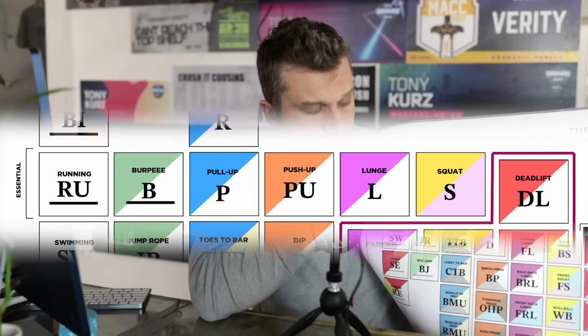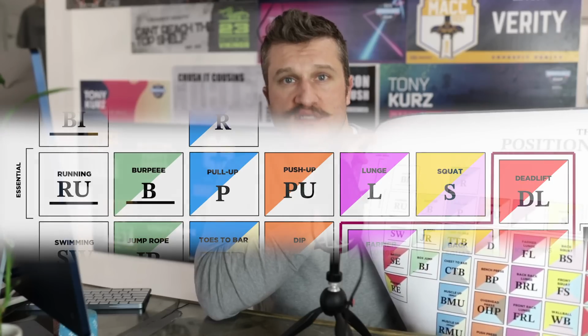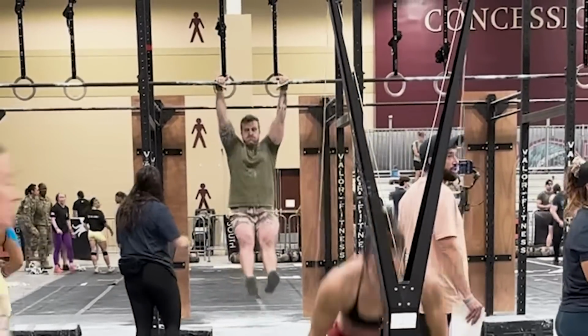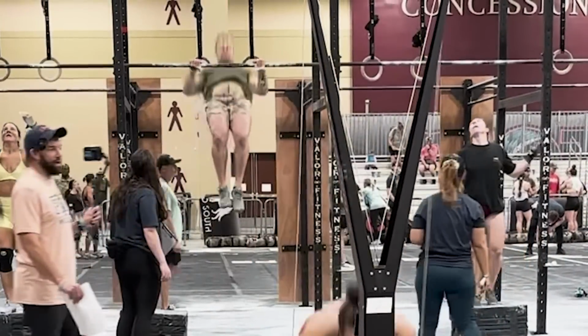The essential movements are listed in this top row, which are running, burpees, pull-ups, push-ups, lunges, squats, and deadlifts. Those are essential for life, and they're things that everybody needs to be able to do. And they're also the foundation for a lot of other movements that we have. So once you master those, then we can kind of add more skill or more complexity to the movement and do more fun and crazier things with our bodies.